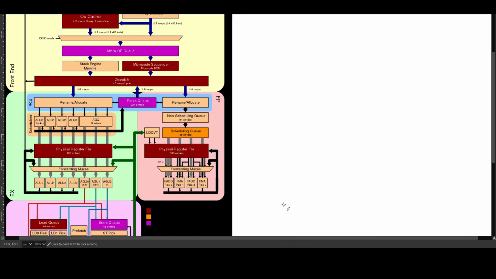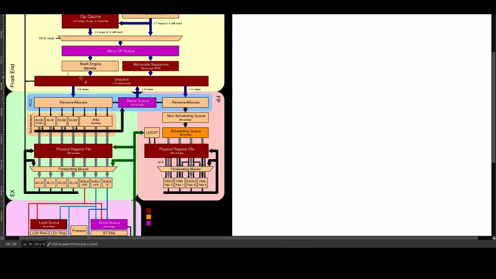This is caused by the shallow instruction queue and the short out of order window. But the problem with this is that because of the shallow instruction queue and the short out of order window, Zen is quite weak at extracting instruction level parallelism from code when there's a lot of dependencies.